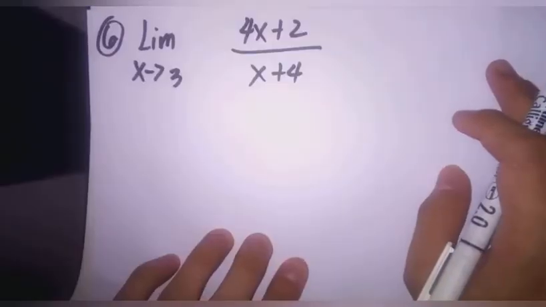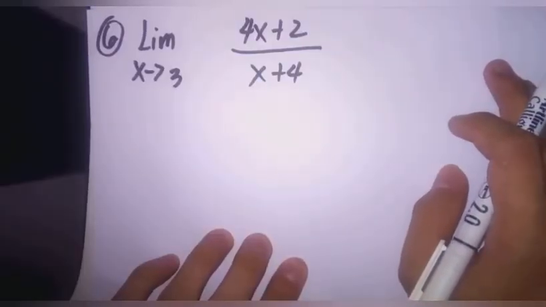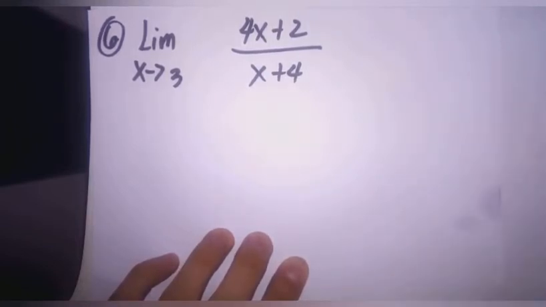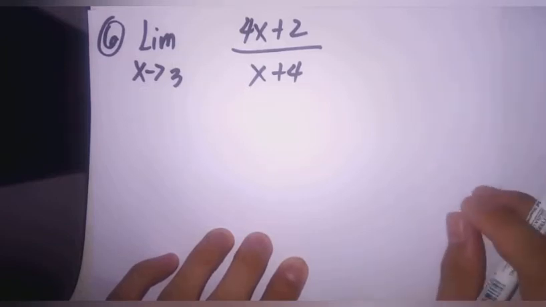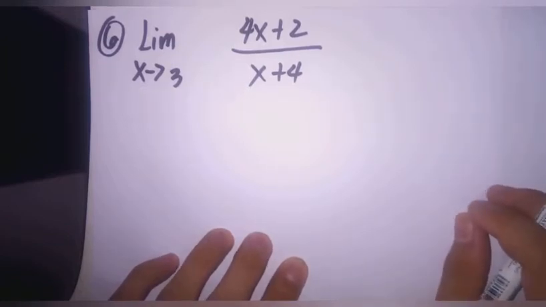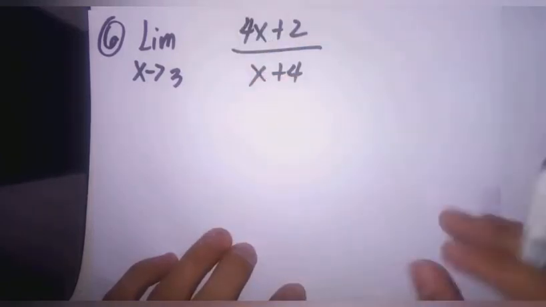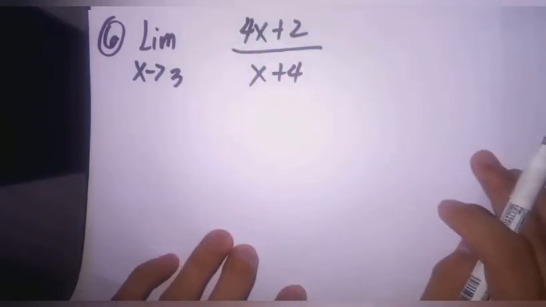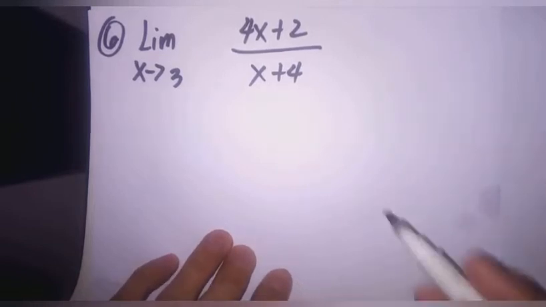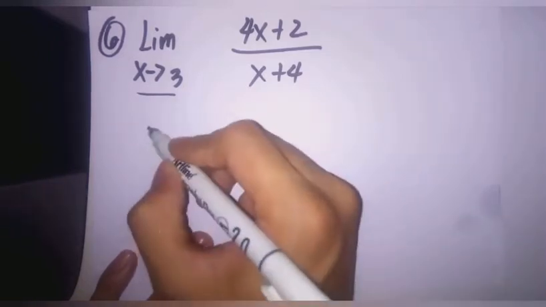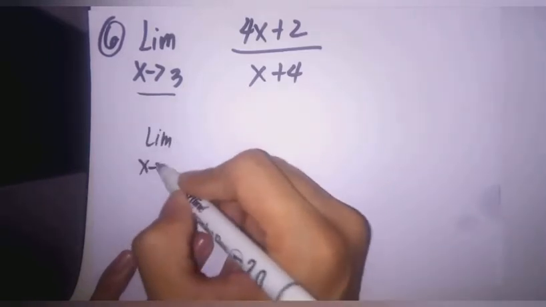Let's proceed to the number 6. So, limit of 4x plus 2 all over x plus 4 when x approaches 3. So, sa ganitong problem na to, that is differential calculus, no? Pag sinabing calculus, mahirap na, no? Sa umpisa, madali. Ito yung isa sa mga pinaka-basic na tinuturo sa calculus. So, let's start. Una, approaches to 3.